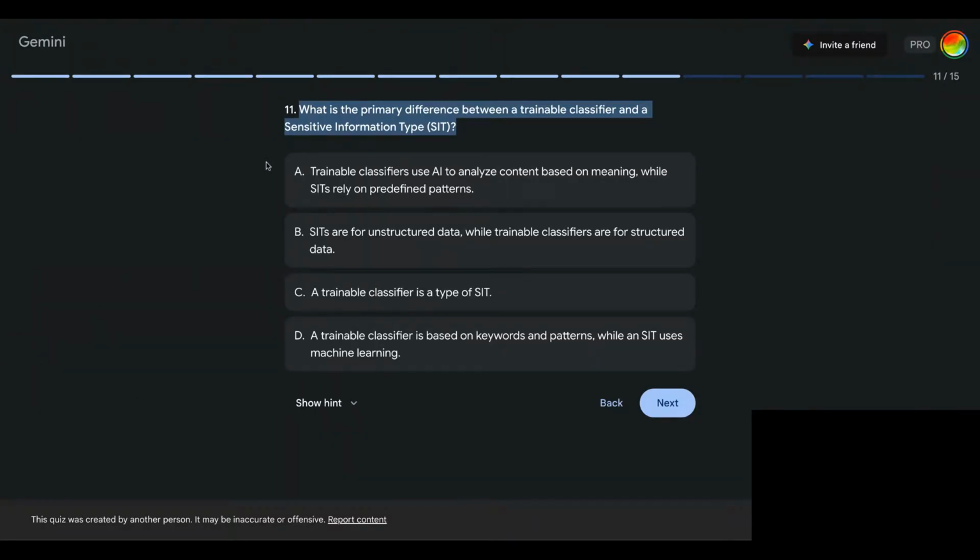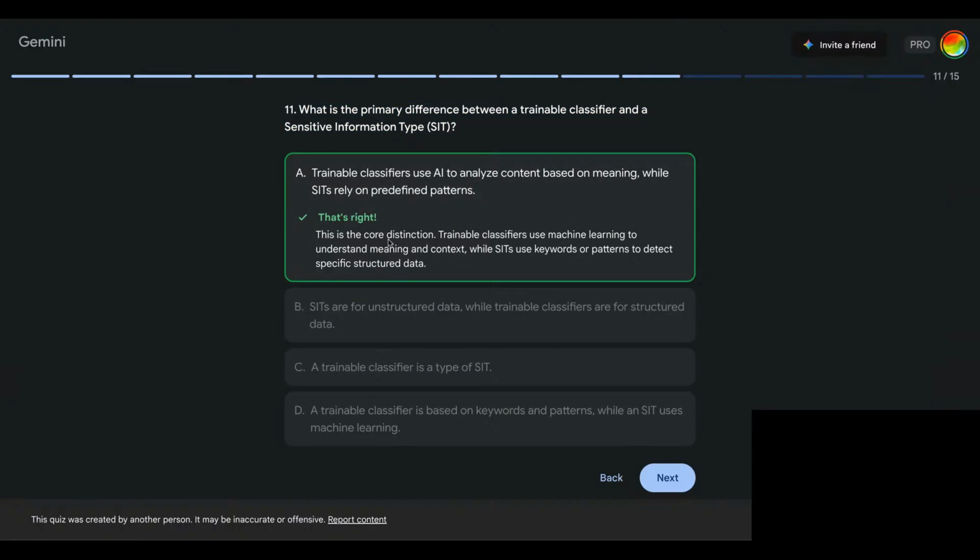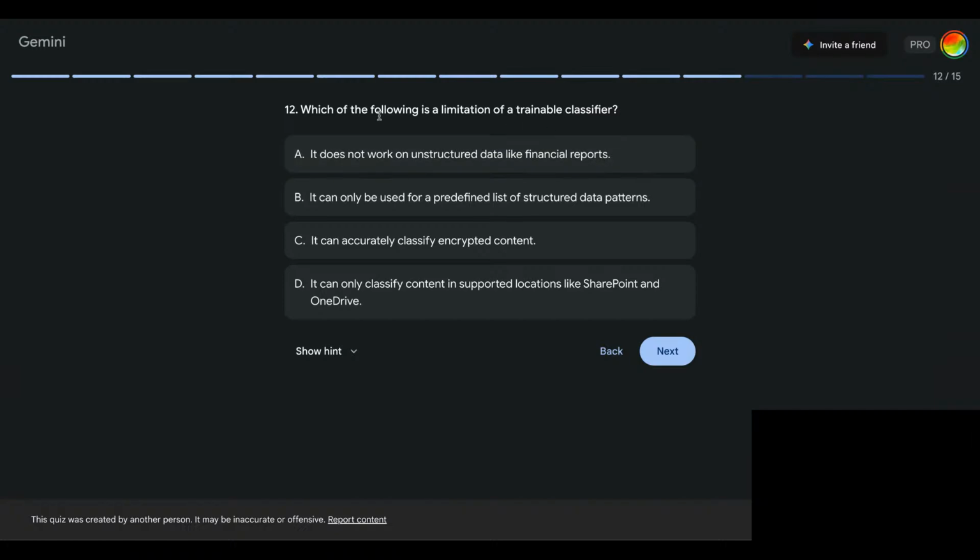Yeah, this one you should know the answer. Even a hint, I can click a hint. Yes, Sharon, you're correct. A, yes, Puleng, you're correct. It's A. Okay, which of the following is the limitation of a trainable classifier? We did discuss this. What's the limitation?